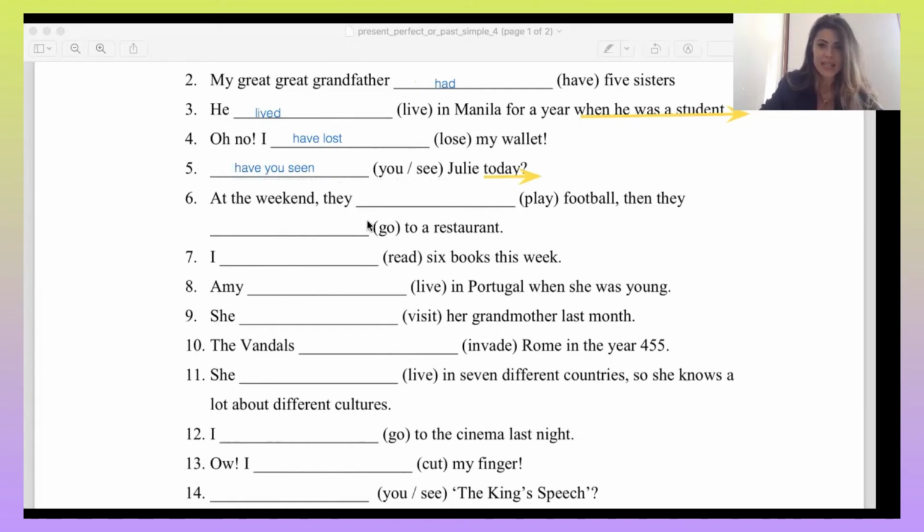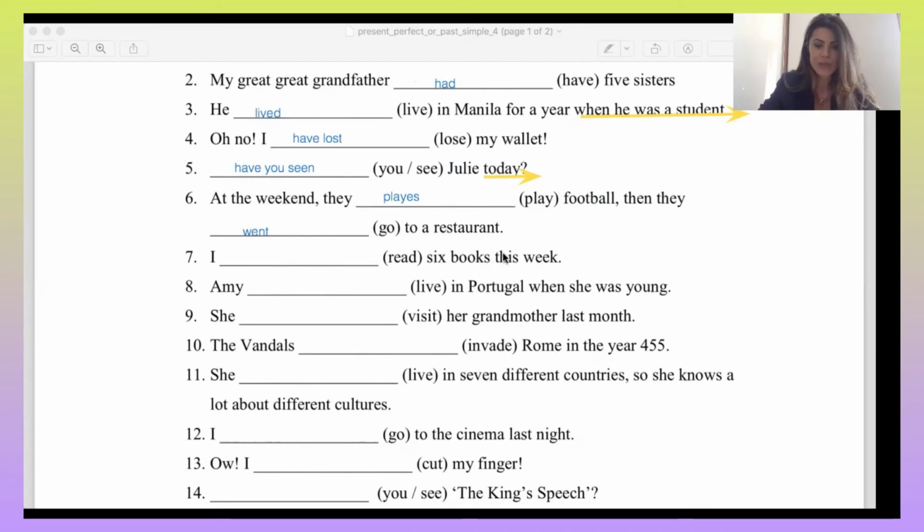At the weekend, they did a football, then to a restaurant. So they played football, exactly, and they went to a restaurant. I see that you have learned your past forms. Very good job. Now the next one is 6 books this week.